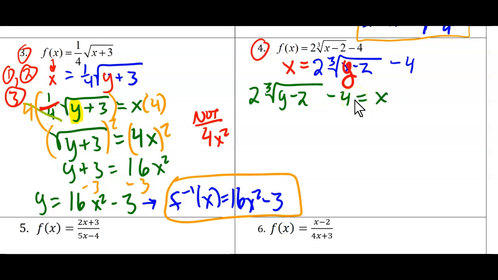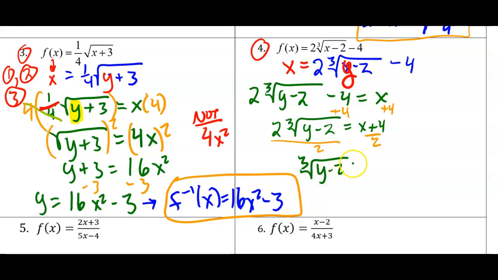And then remembering we're working outside to inside. So everything that's with y is here. Okay, multiplication, square root, whatever. So the thing that's not really attached is the minus 4. So adding the 4. 2 cube root of y minus 2 equals x plus 4. I see that I have a multiplication of 2 outside the radical. So then divide by the 2. Cube root of y minus 2 equals x plus 4 over 2.